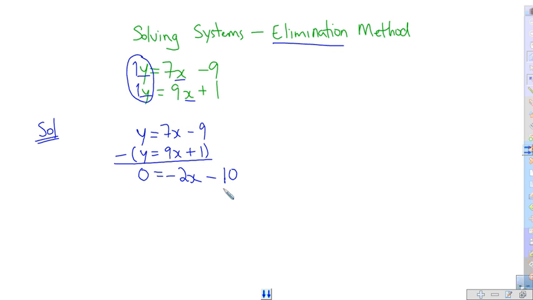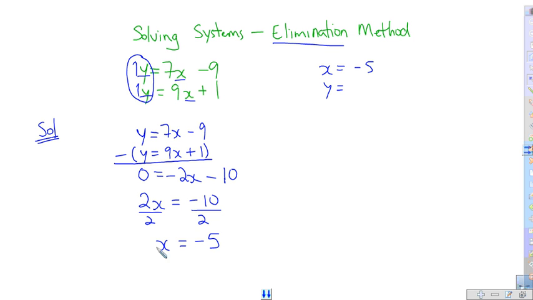Okay, now I just have to solve this equation as normal. Notice there's no y here, there's only an x. So I bring the 2x to the other side, makes it positive, and I still have a negative 10 here, and then we divide by 2, and we get x equals negative 5. Okay, and so now we have part of the solution. Now we just need to find y.